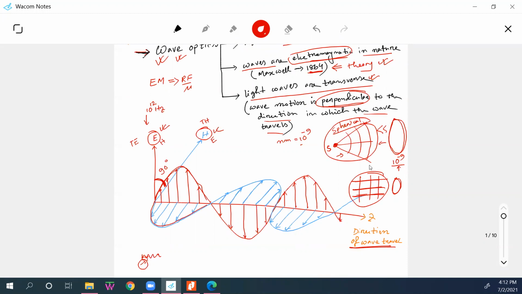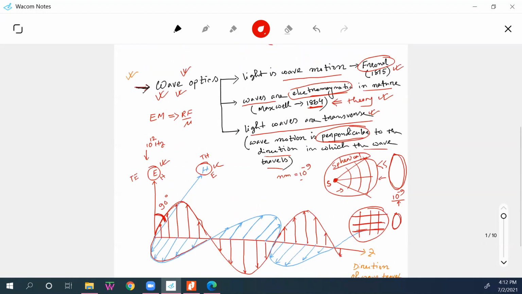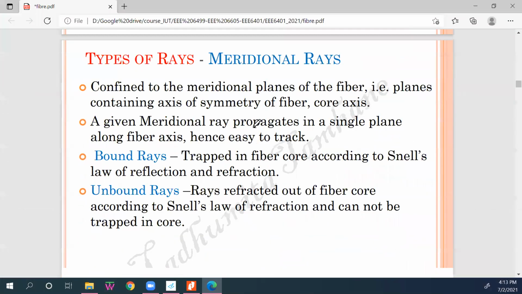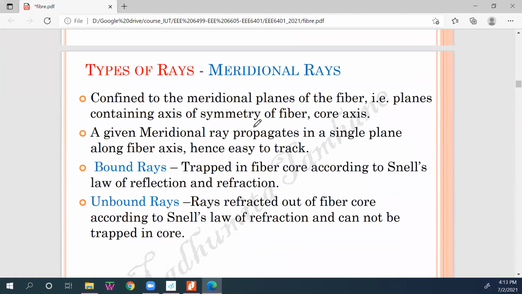Okay, now let's see what is in our slide. There are two types of rays. We will discuss how the rays are seen in an optical fiber. One is the meridional rays. Actually, these fall under ray optics. I forgot to cover it in the previous slide.